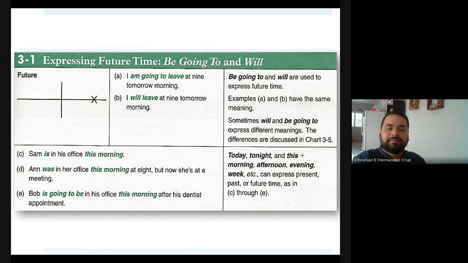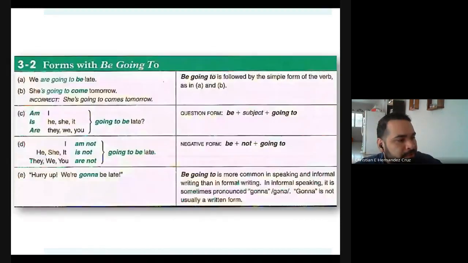Let's continue. All right, what are the forms of be going to? Be going to is followed by the simple form of the verb, as in sentences A and B. Sentence A, we are going to be late. And B, she is going to come tomorrow. This come looks familiar. It kind of looks like the present form, which is why there is this correction here. You don't use the present form finishing with an S, because that would make it an incorrect sentence: she is going to comes tomorrow.